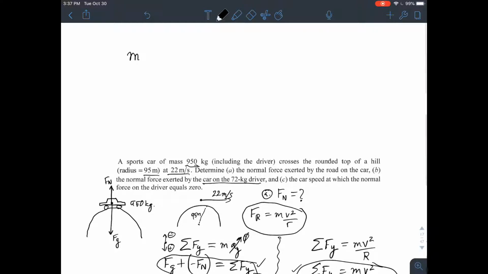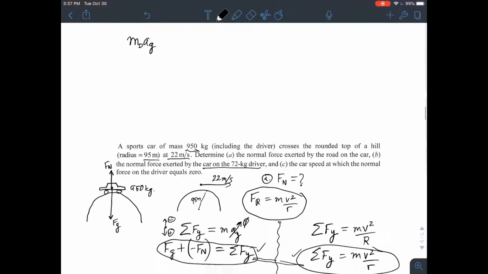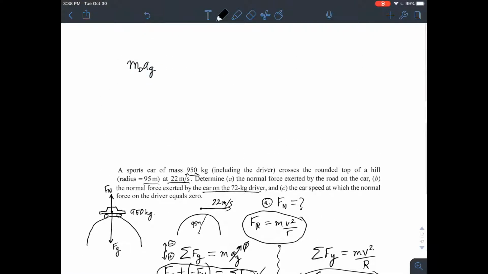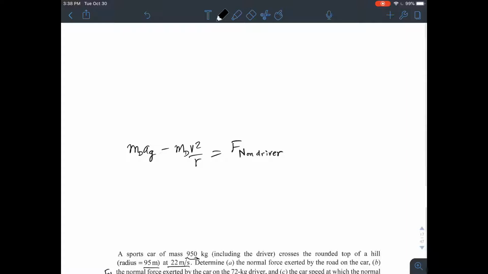There's mass times acceleration due to gravity, right? That's the driver, m of d. Mass of driver times acceleration due to gravity. And I'm just going to jump a little bit, because we already reconciled that we can subtract from that the circular motion. So mass of driver times v squared divided by r radius is equal to the normal force on the driver. If this is not making sense, then I'll do it again.